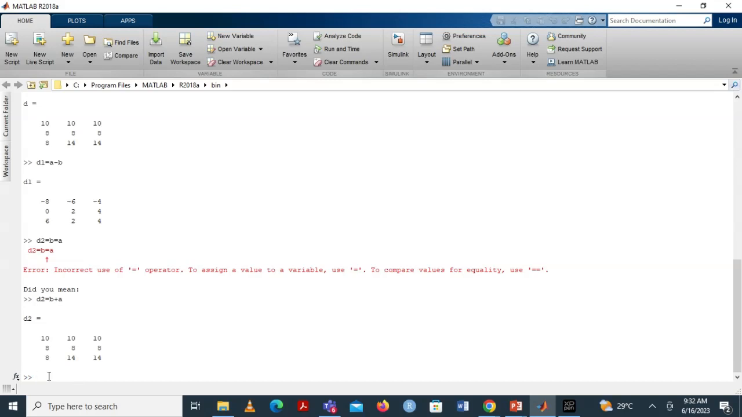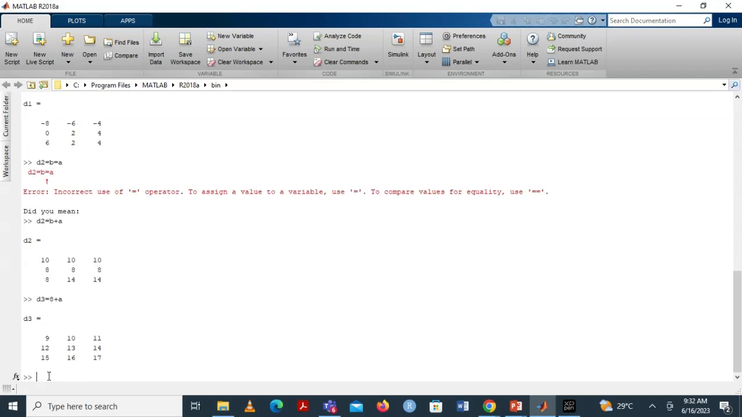Now let's add a scalar. So D3 is equal to a scalar 8 plus A. So we have been able to add a scalar to the matrix.